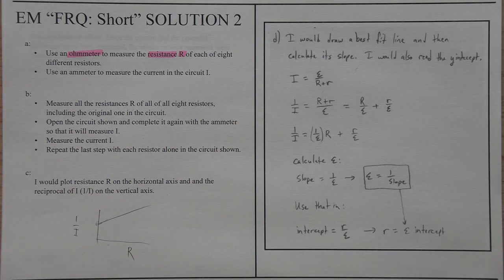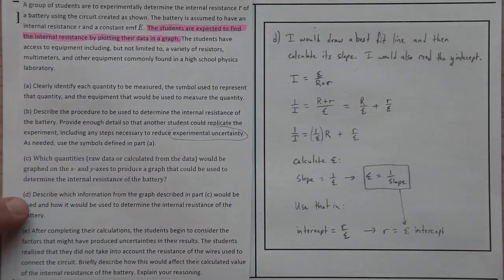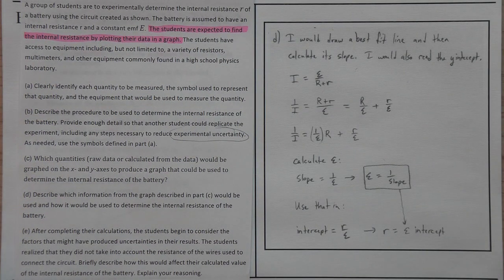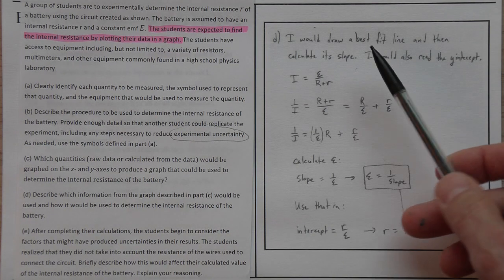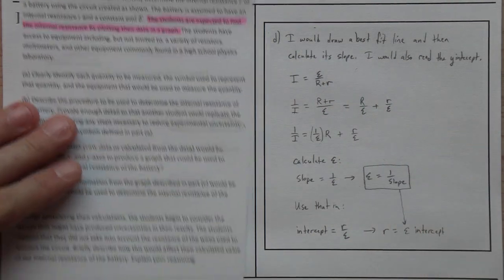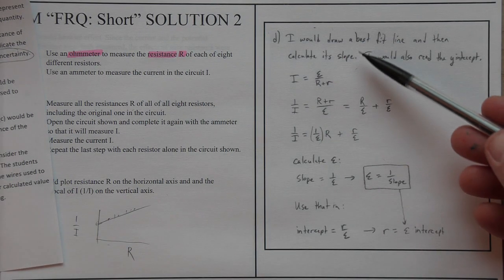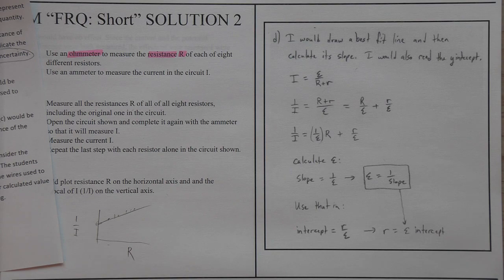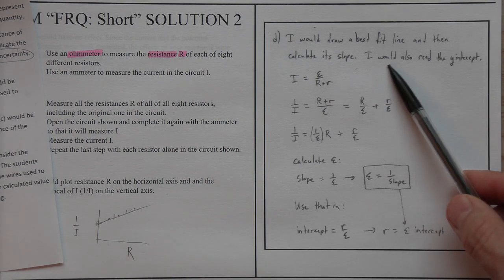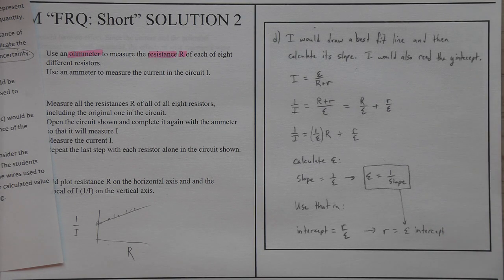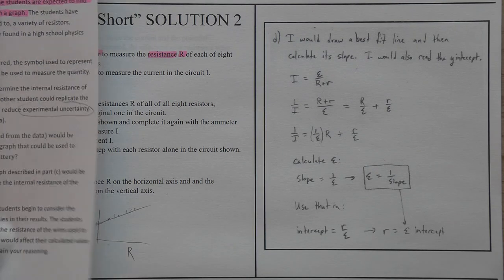All right, so part D: describe which information from the graph you would use and how it would determine the internal resistance. Again, you have to say, you've got points right now. You don't have a line. We've got a bunch of points. So I would draw a best fit line and then calculate its slope. I would also read the y-intercept. So I calculate the slope and read the y-intercept off the graph.